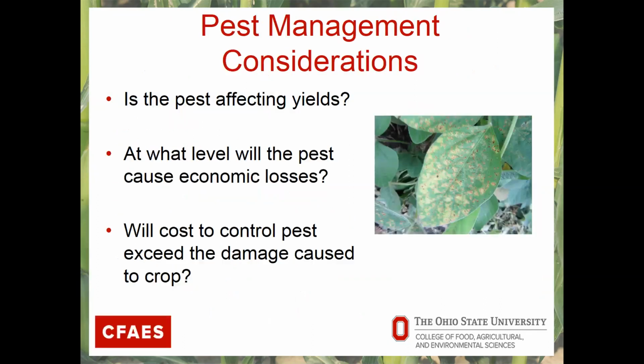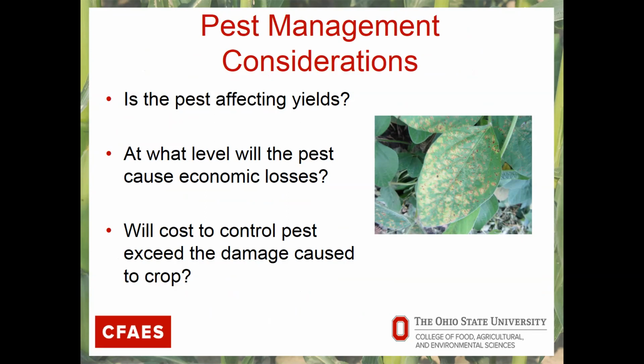So some pest management considerations are identifying whether this pest is really affecting your yields, because some injury may not be economically significant. A pest might even be beneficial. For example, beneficial insects should be left alone. If the pest is a known crop pest, it may be necessary or feasible to manage the pest with pesticides.